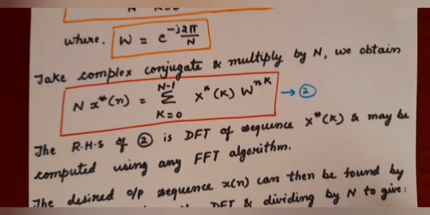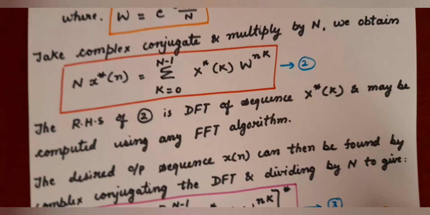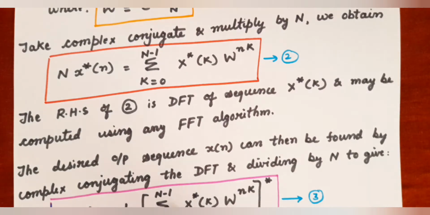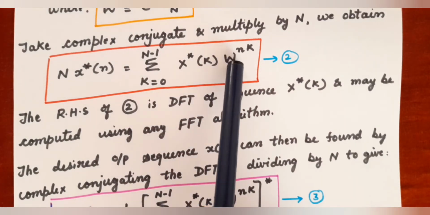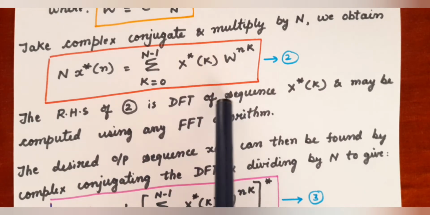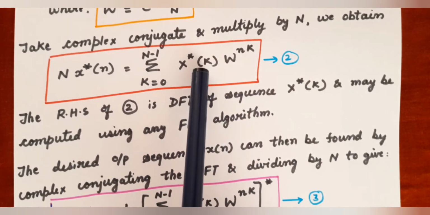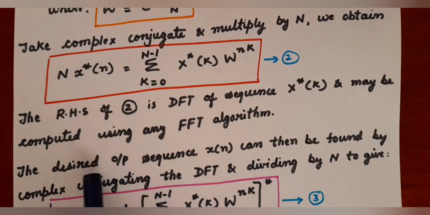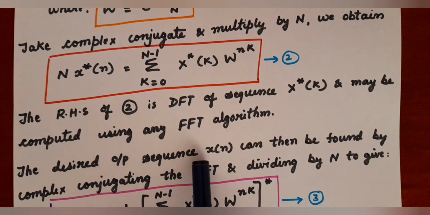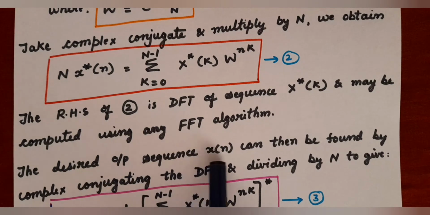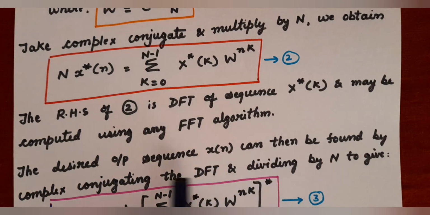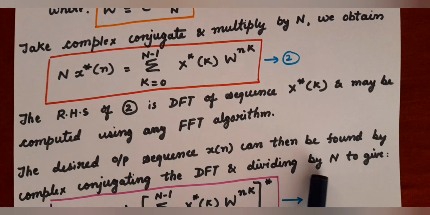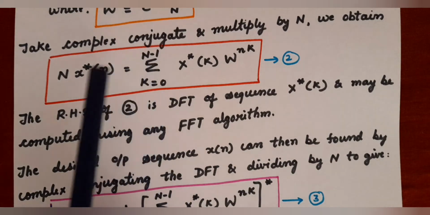If you carefully look at this equation, the RHS part of equation 2 is the DFT of the sequence X star of k and can be computed using any FFT algorithm. The desired output sequence, what is the output of IDFT? Small x of n. The desired output sequence x of n can then be found by conjugating the DFT and dividing by capital N to give the equation. So, we got this equation.